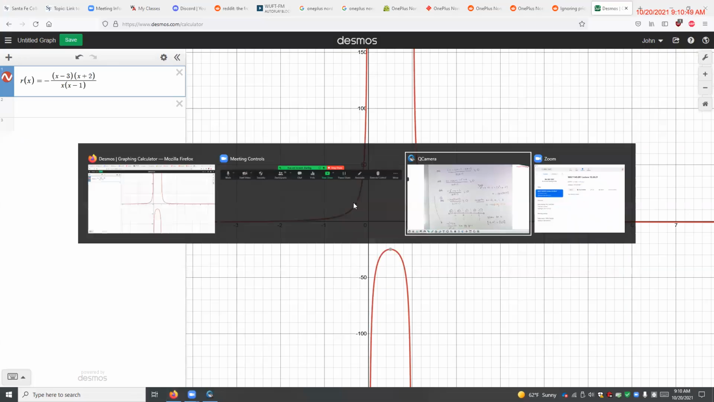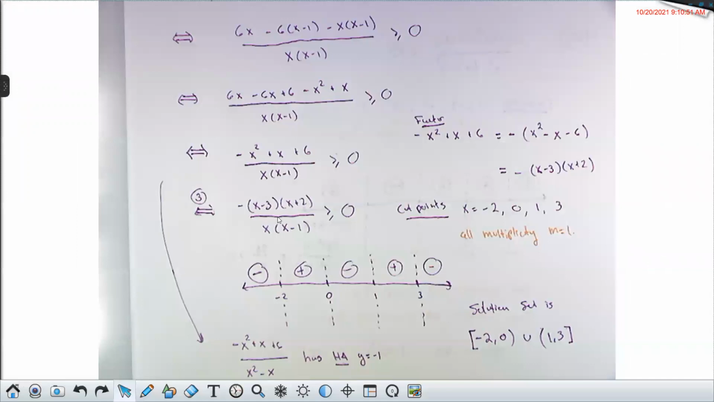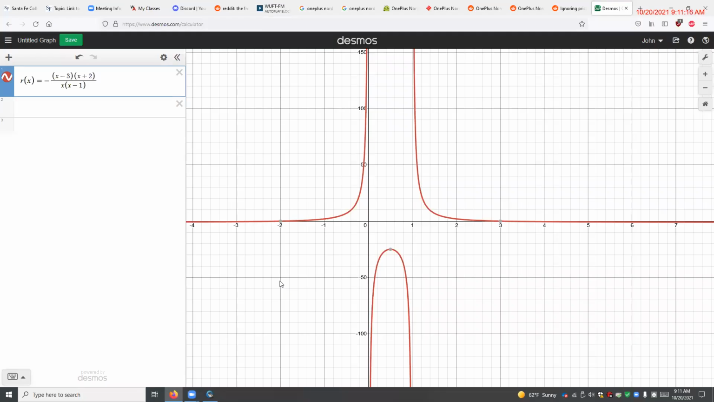Really, when you're solving these inequalities, it's very similar to graphing the function. We just don't go through the process of drawing the graph, but you're finding the x-intercepts and the vertical asymptotes. Those are your cut points. And then often we find the horizontal asymptote to get ourselves started over here. The only thing that we're not doing is drawing the graph. But it is consistent with the graph.